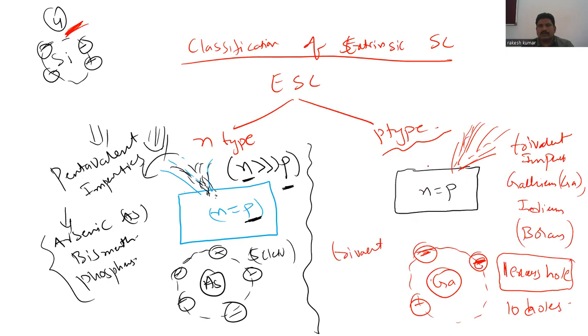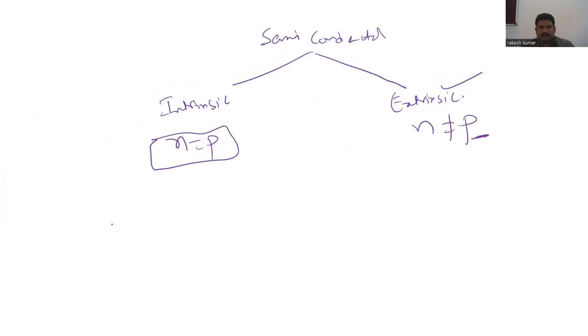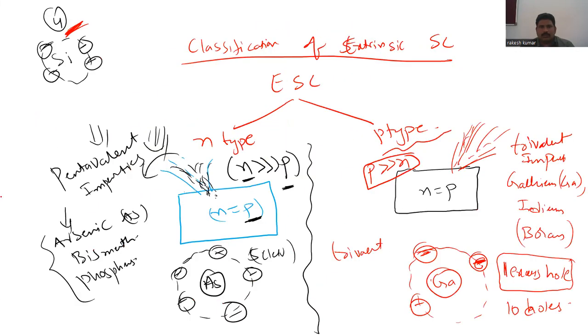So what happened to the condition here? The number of holes p is far greater than the number of electrons n. See here, in an n-type extrinsic semiconductor, the number of electrons is more compared to the number of holes. In a p-type extrinsic semiconductor, the number of holes is more compared to the number of electrons.